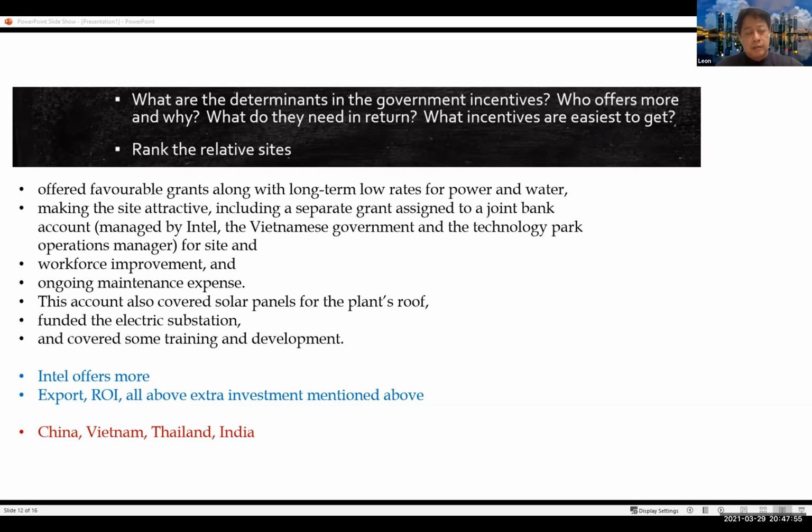Yeah, Thailand is already a developed country. Vietnam does not have a very good supply chain at this moment. So they hope that Intel comes in and tries to build this supply chain for them, so there will be more jobs created.